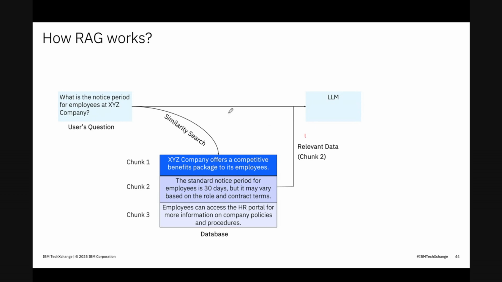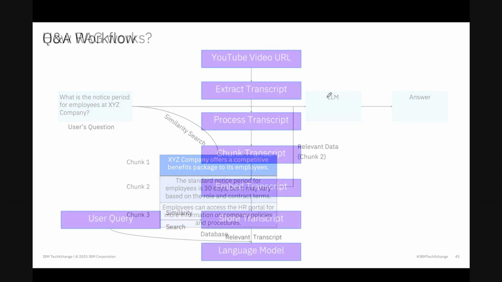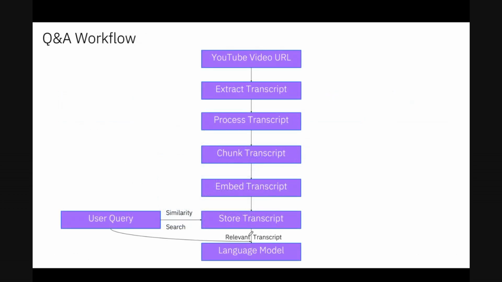So as we can figure out from the example, for this question, this chunk is useful, right? So we are retrieving this chunk 2, and at the end we will combine this question along with the chunk 2, and then we will send it to the language model to generate the answer. So after getting the relevant transcript, we are sending it along with the question to the language model.